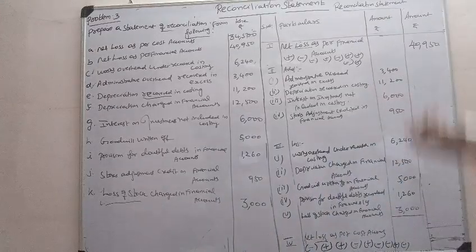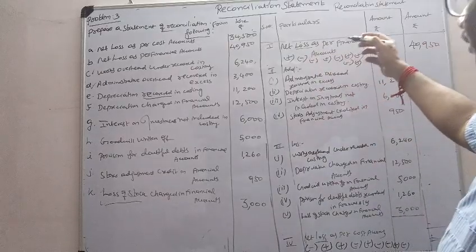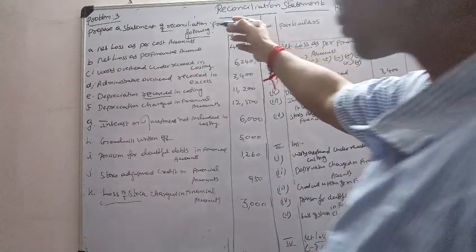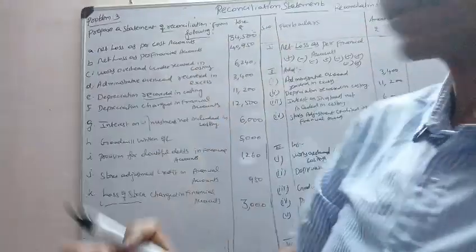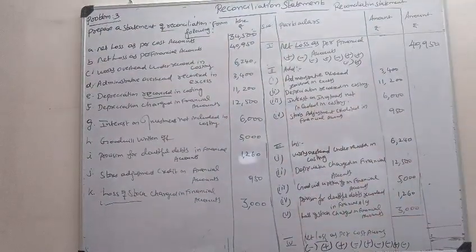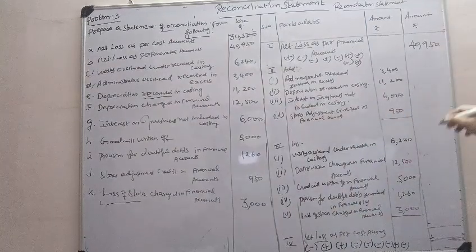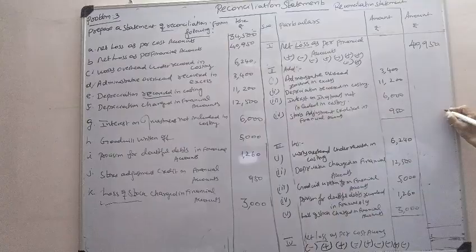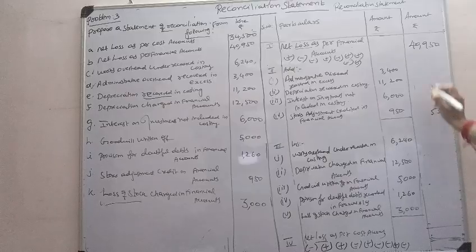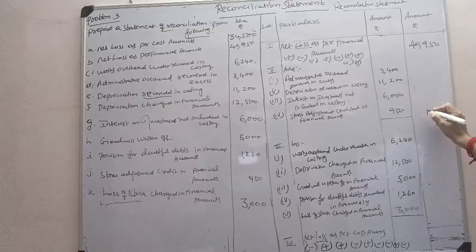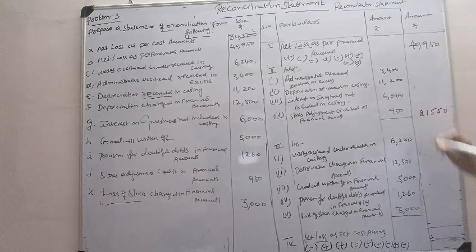Fine. I think we have covered everything. Total 11. Excluding this net loss as per cost accounts, net loss as per financial accounts, total 9. So 4 plus 5, 9. Now, please add this one: 5, 15, 11, 21,550, if you add this.